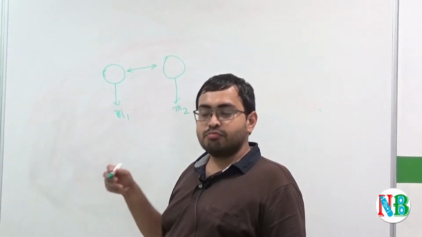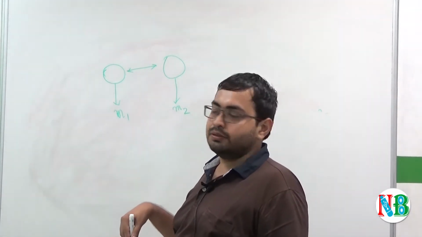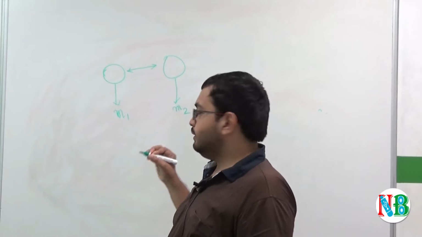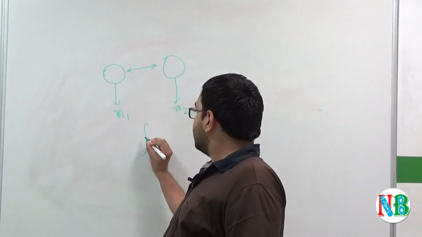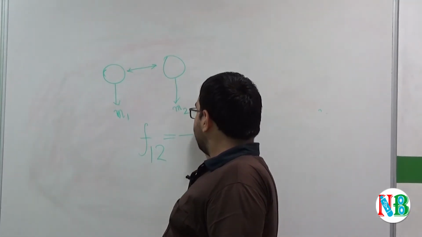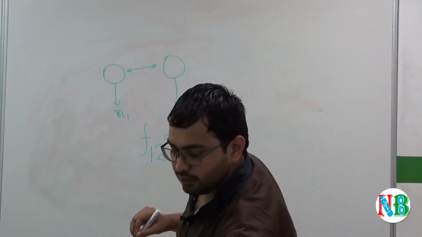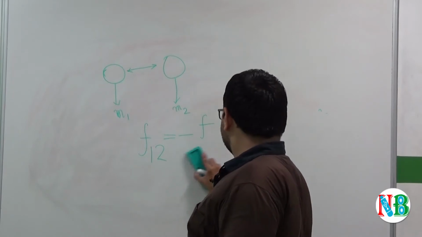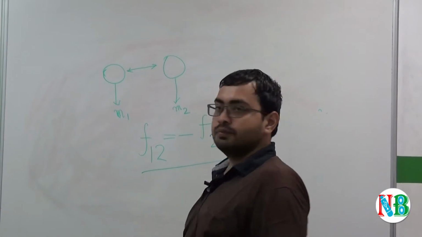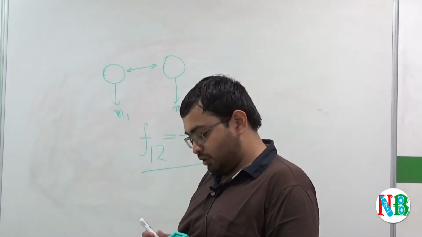and the force exerted by the second body on the first body will be F21. As they are equal and opposite in direction, we can say that F12 is equal to minus F21. So this is a case of one dimensional collision.